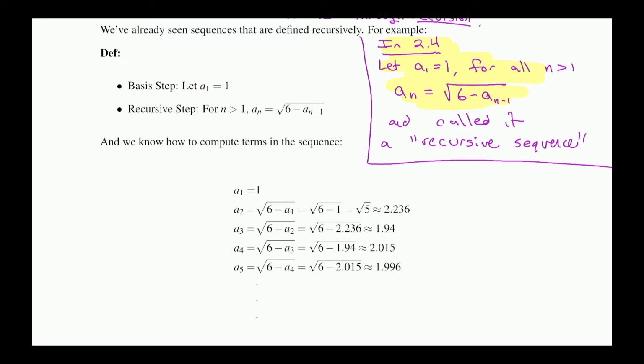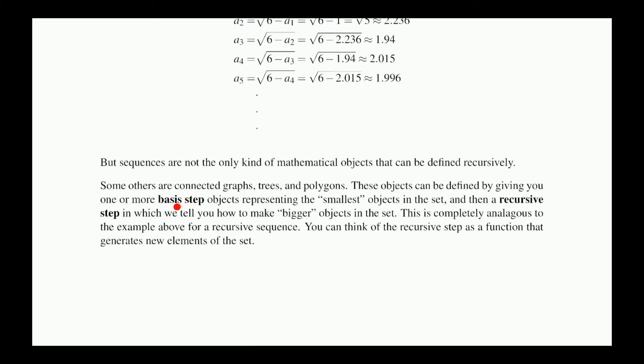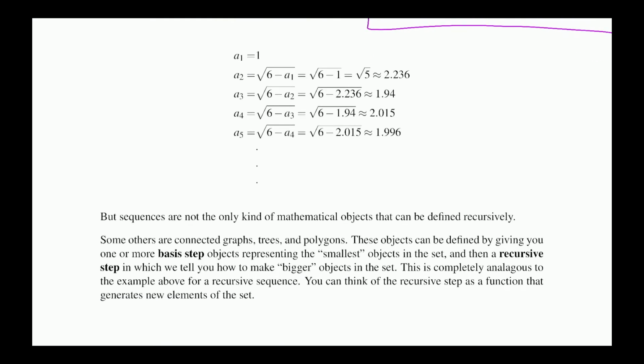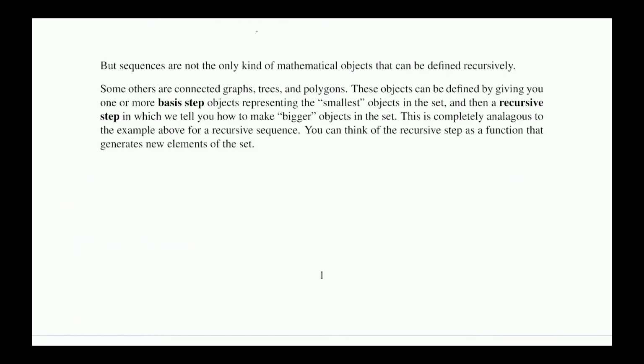a1 is 1. And then you're going to have a recursive step which tells you how to make all of the other things that are in the set. And so this recursive step tells you how to calculate all of the other things in the sequence in this case. But other things are not sequences, but they still have this kind of idea. All right. So the basis step is the smallest thing in the set. Recursive step is how to make new things, right?